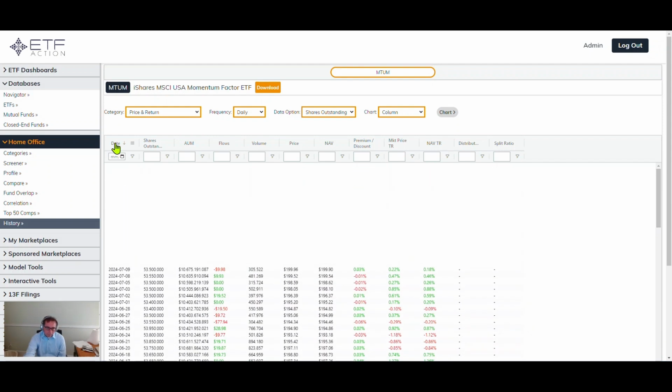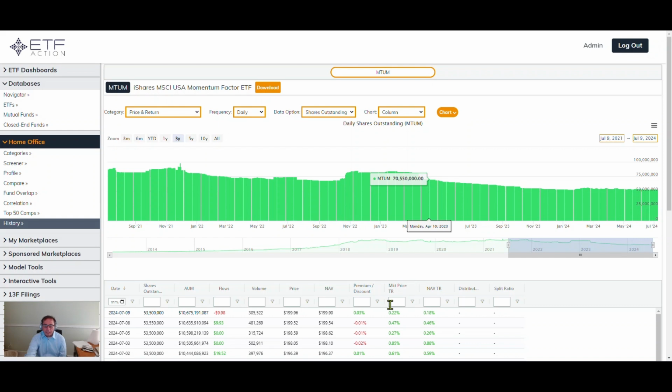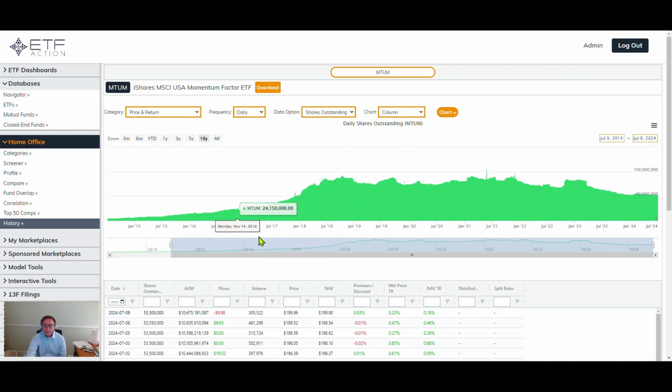Taking a quick note here, while you're on this page, you also want to note that there's a little charts integration tool. This charts tool is going to allow you to chart all the data that's down below in the grid. It's currently on shares outstanding. So if I just look here, I can see the shares outstanding since inception for MTUM. You can see those little heartbeat trades in a few places where they did rebalances, but obviously been seeing steady outflows here for a couple of years.